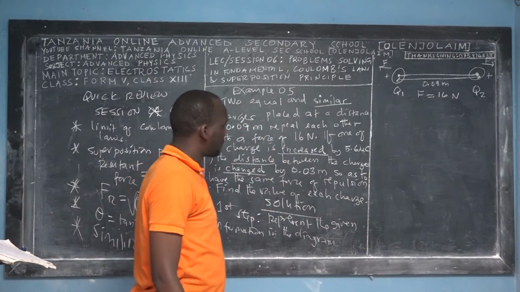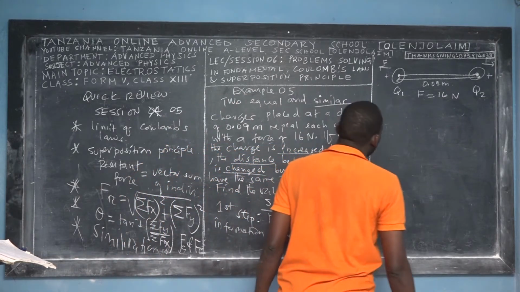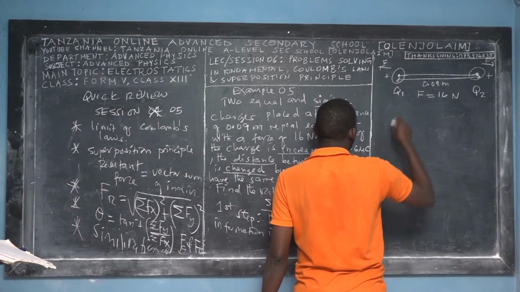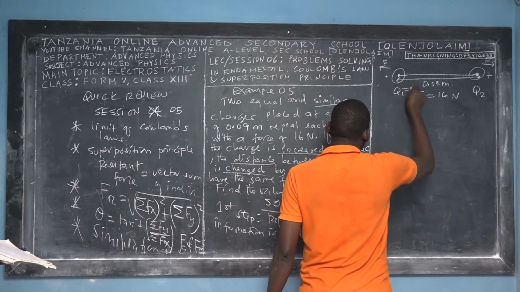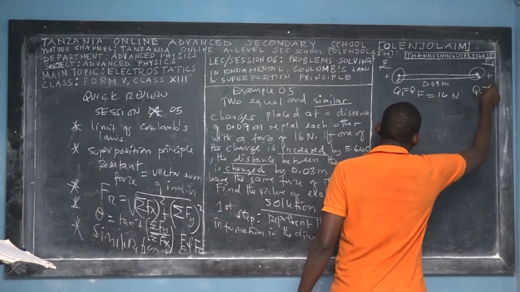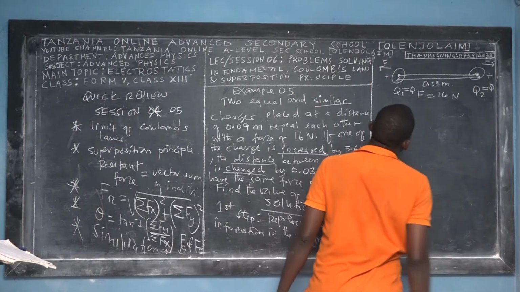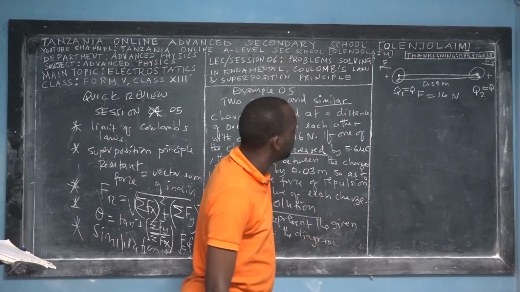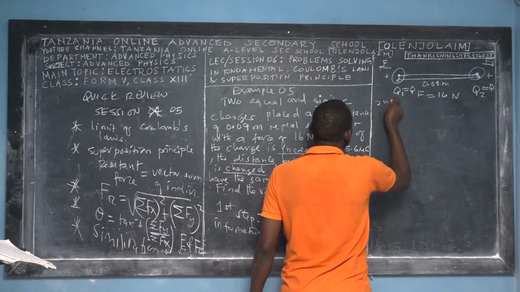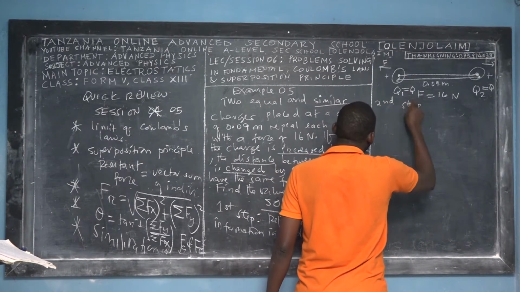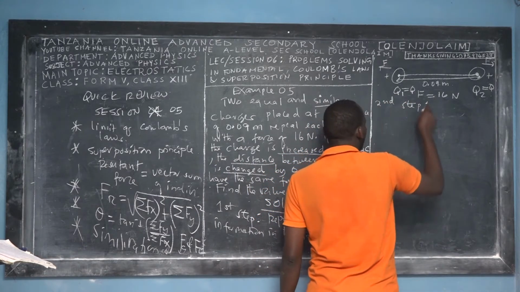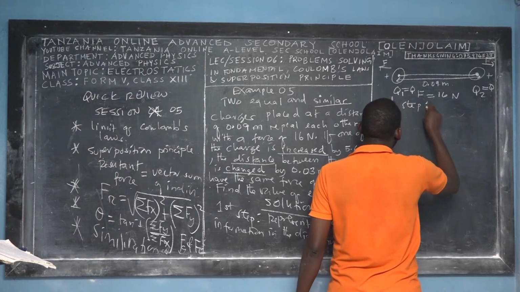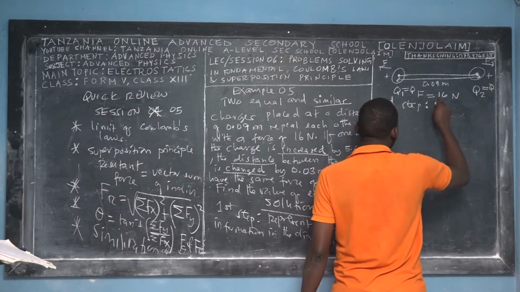Right? After presenting our information in that way, remember that these are the 2 equal, similar charges. So Q1 is equal to Q2, which is equal to Q. Then we go for a second step. This question has no need for Gaussian principle, if you have analyzed it clearly. The second step, what do you say?